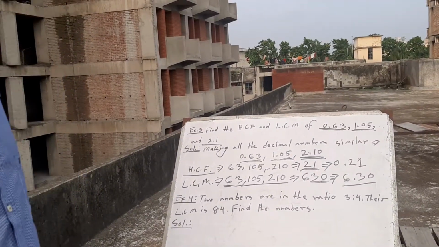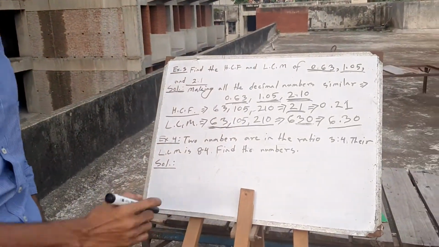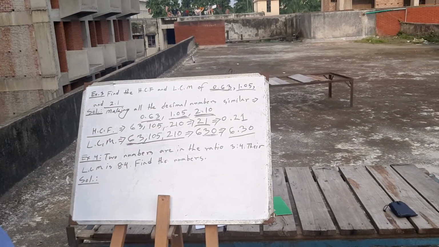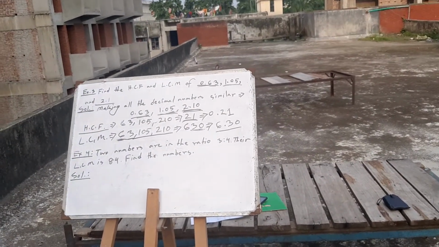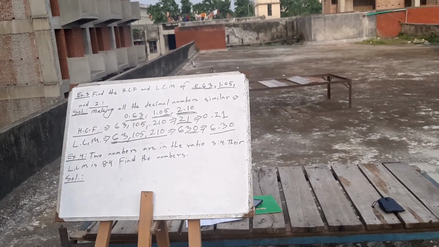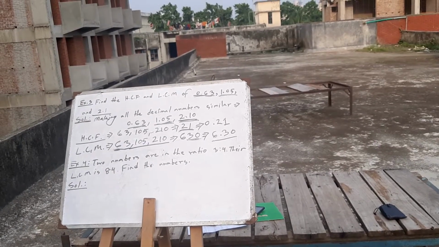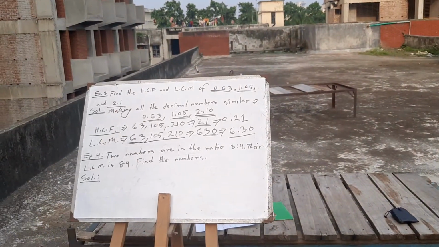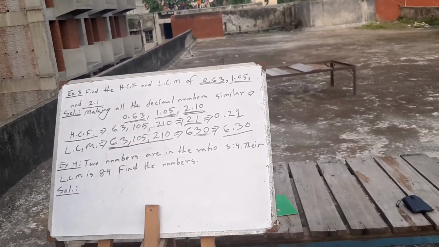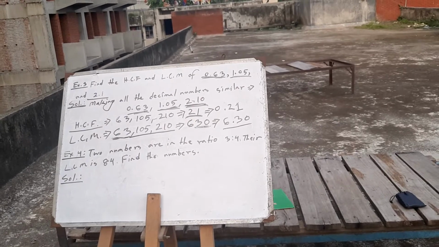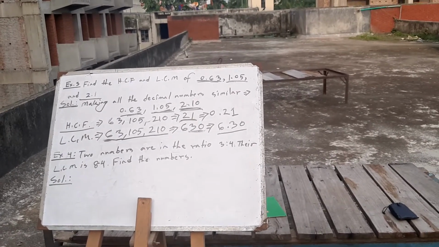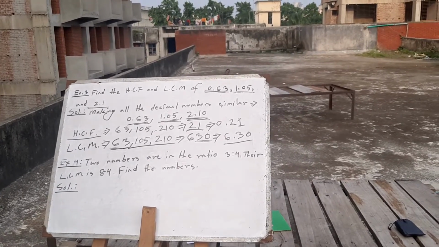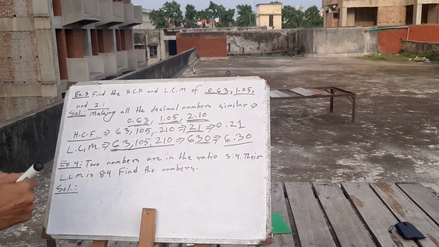Example number 4, we have a question like: 2 numbers are in the ratio 3:4, where the LCM is 84. Find the numbers. In this question we have a ratio of 2 numbers, 3:4, and their LCM, lowest common multiple, is also given here, 84. What do we need to find? We have to find out the numbers.